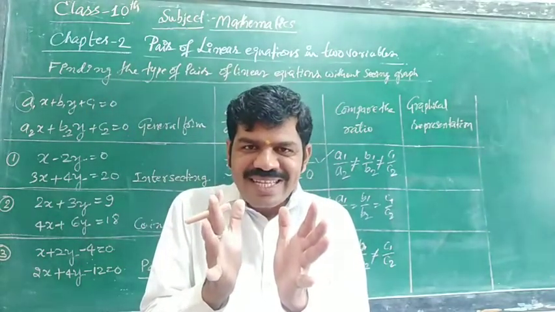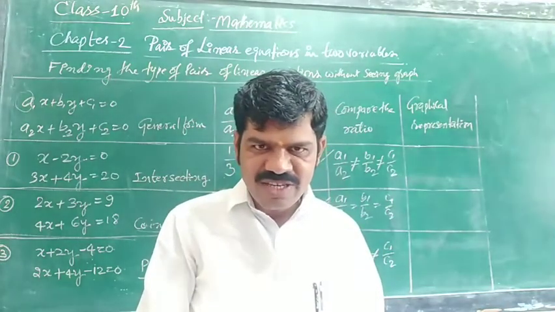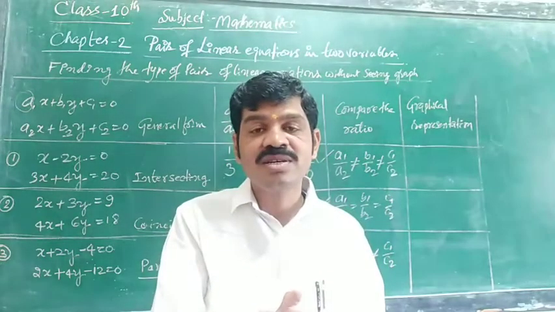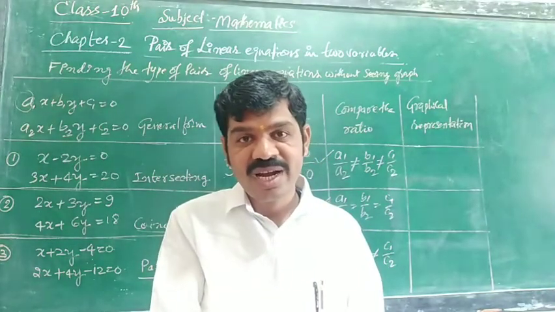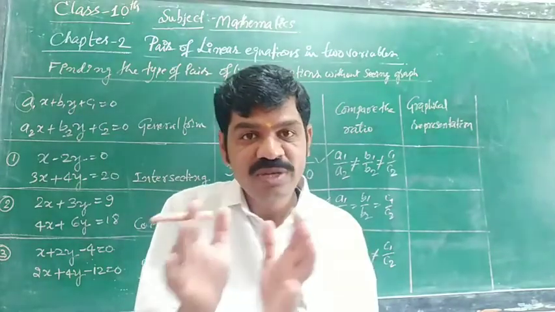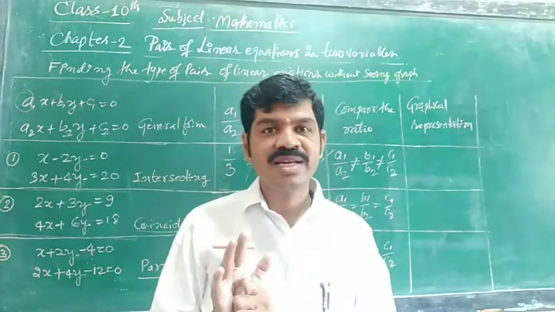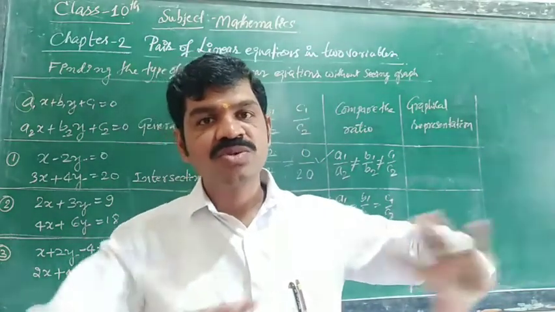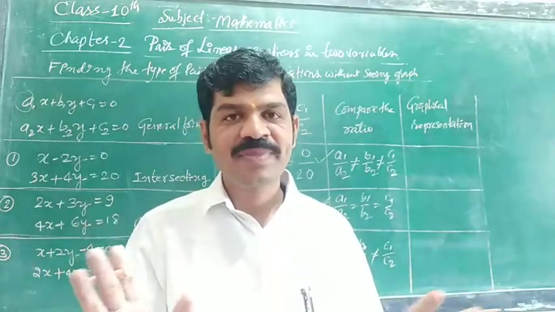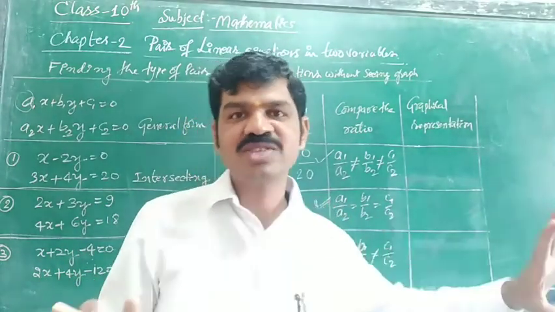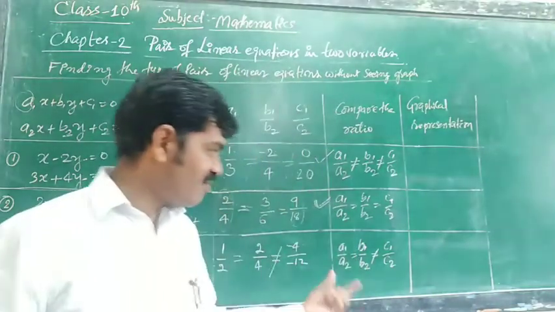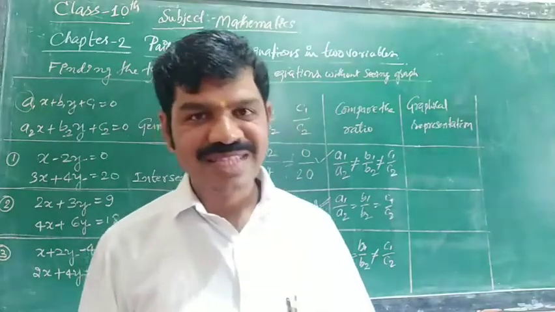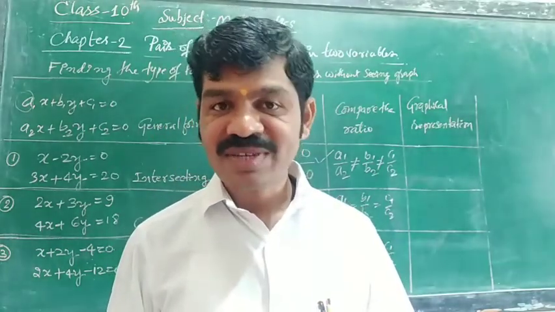What we have done so far, we have extracted the coefficients of pair of linear equations and compared them. If it is to be intersecting pair of linear equations, A1 by A2, B1 by B2, C1 by C2, nothing is equal. If it is to be coincident, everything is equal. If it is to be parallel, first A1 by A2 and B1 by B2 are equal and C1 by C2 is not equal. That's it. So far we have discussed this.